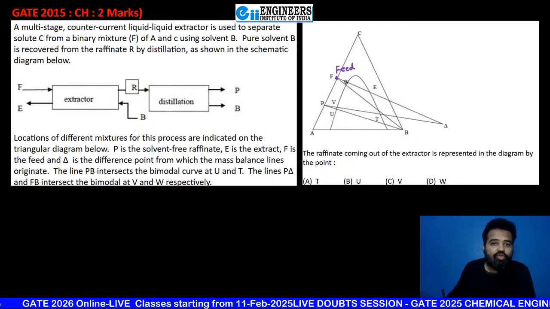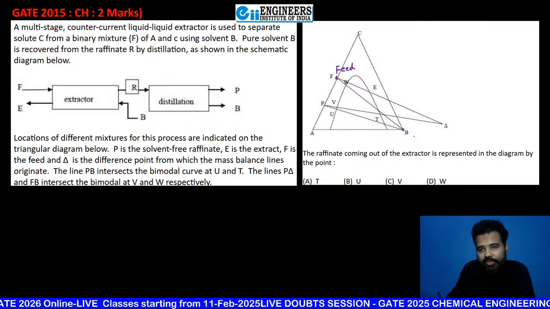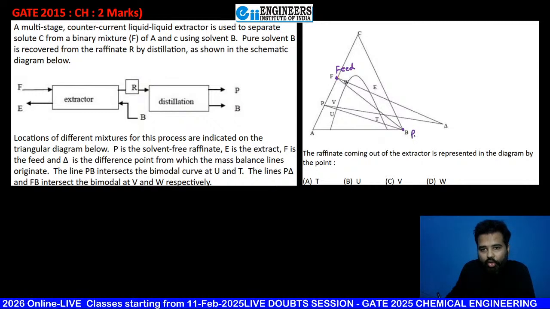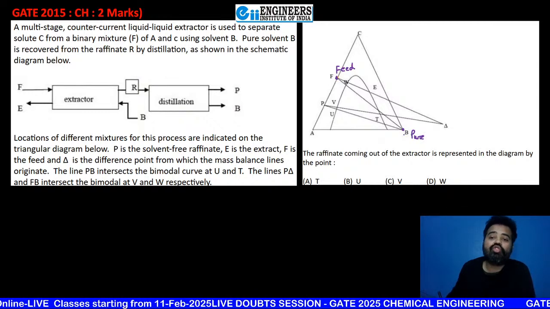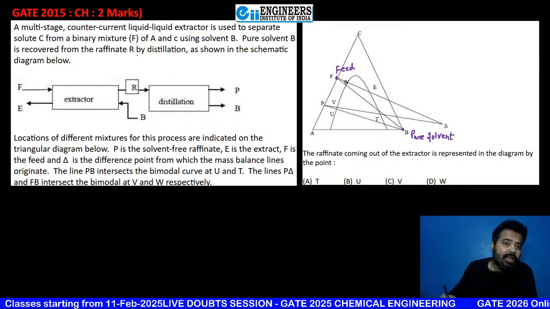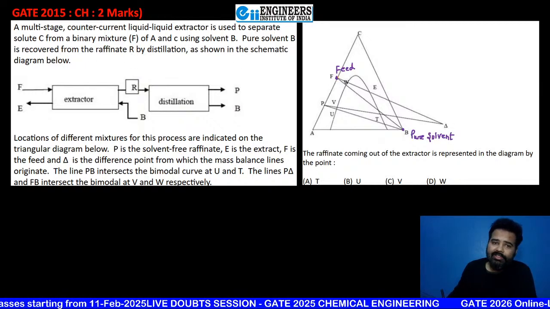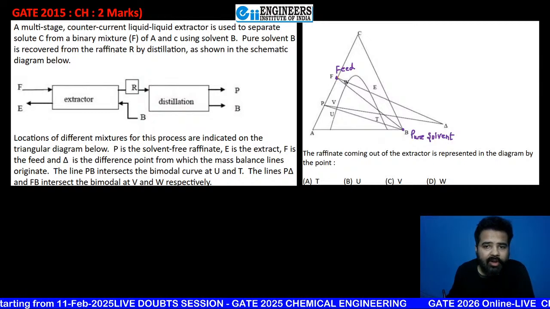By using solvent B. Where is B? Yeah, this is B. So this is the point of B. This is pure solvent B. You are using pure solvent because it is available on the apex. The apex shows 100%. Pure solvent B is recovered from the raffinate by distillation.